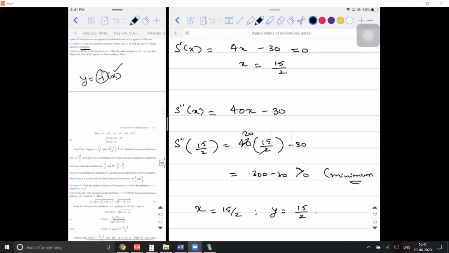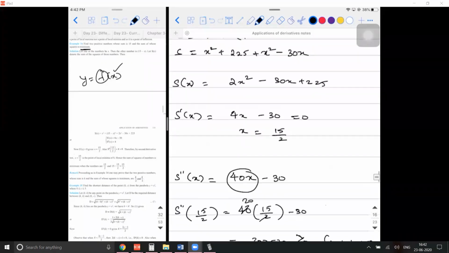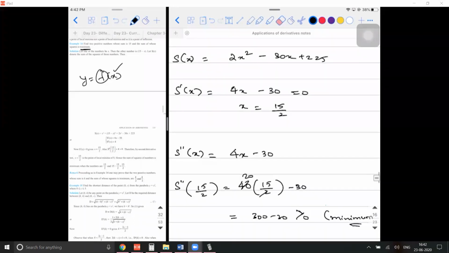Can you scroll up a bit, sir? Sorry, I didn't get you. Which one are you saying? This one, 4x, sir? Oh, yeah. It is 4x minus 30 here. Still you are getting positive only? Sir, it's only 4x, sir. 4 into x is how much? S double dash of x, sir. So 4 only will come. Sorry, sir. Then 4 minus 30, then it should be maximum value, no?